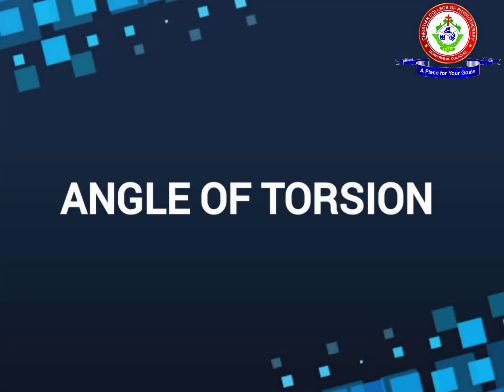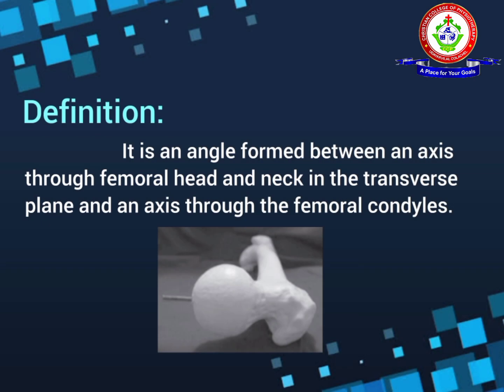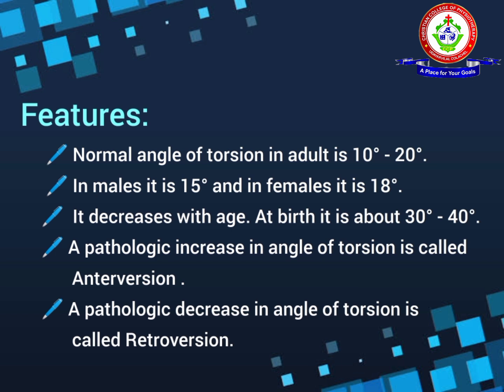Next we can see the angle of torsion. Definition: it is an angle formed between an axis through the femoral head and neck in the transverse plane and an axis through the femoral condyles. Features of angle of torsion. Normal angle of torsion in adults is 10 to 20 degrees and it varies between males and females. In males it is 15 degrees and in females it is about 18 degrees.